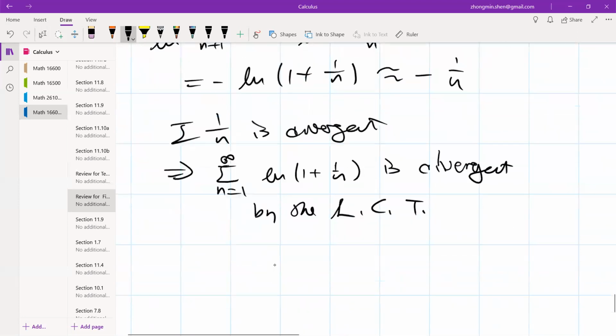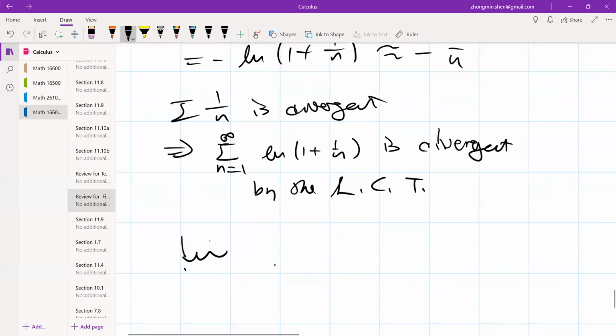The reason is the limit as n approaches infinity of an over bn is 1. Okay, so there is almost no difference. And when the sum of bn is divergent, okay, that implies natural log of 1 plus 1 over n is divergent.